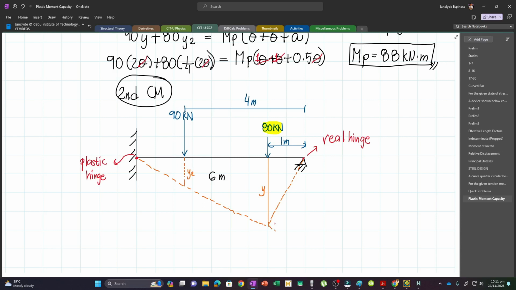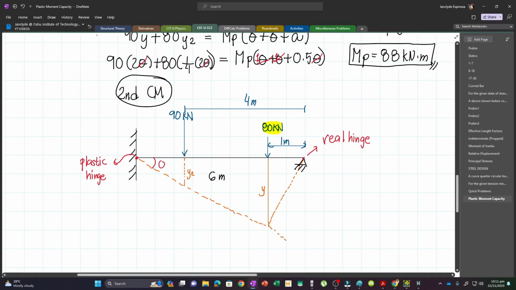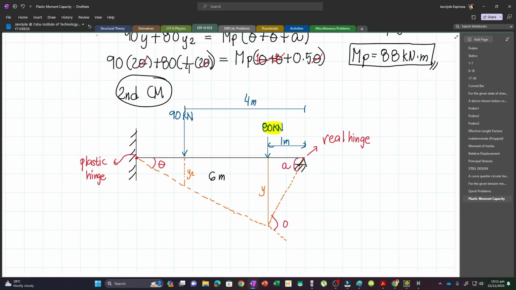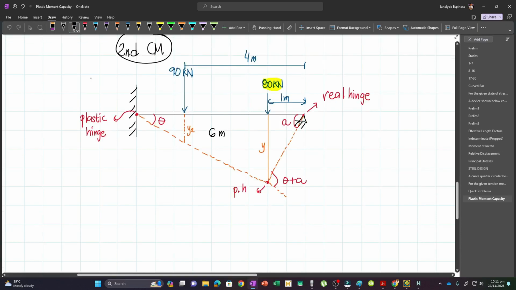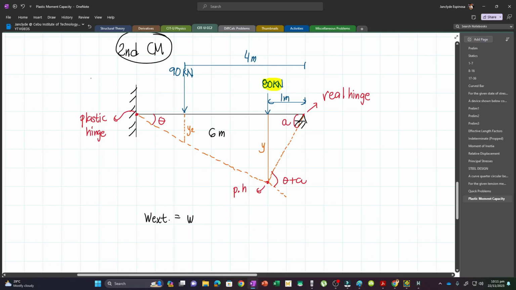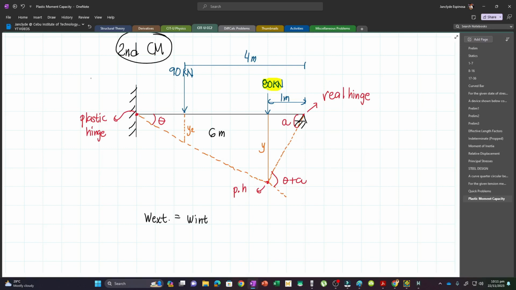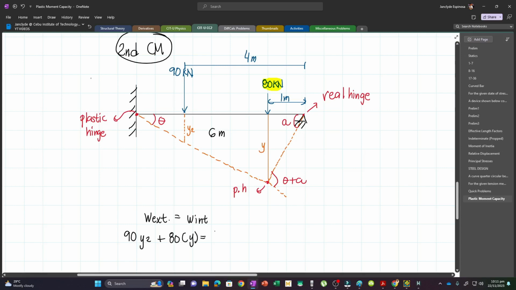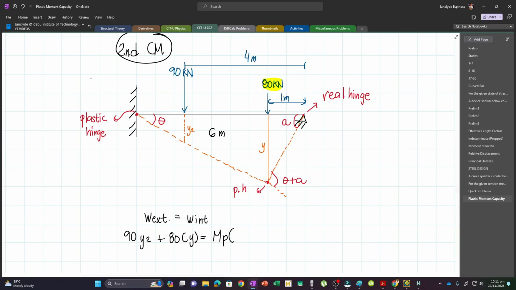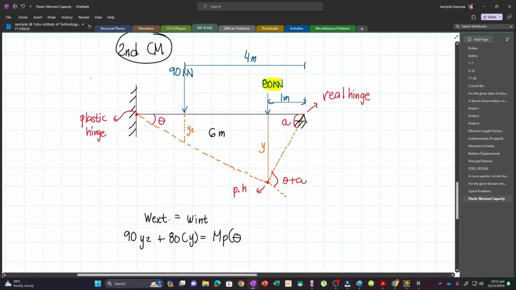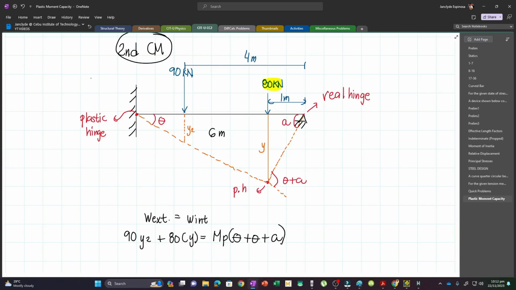If we extend the tangent line there, and let's say this is theta and this is alpha, then this becomes theta plus alpha. Again, here is our plastic hinge, and let's just call it PH. So we equate external work equal to internal work. The external work is simply 90 times y2 plus 80 times y, equal to Mp multiplied by the total rotation, which is theta plus alpha. Now again, let's express everything in terms of theta.